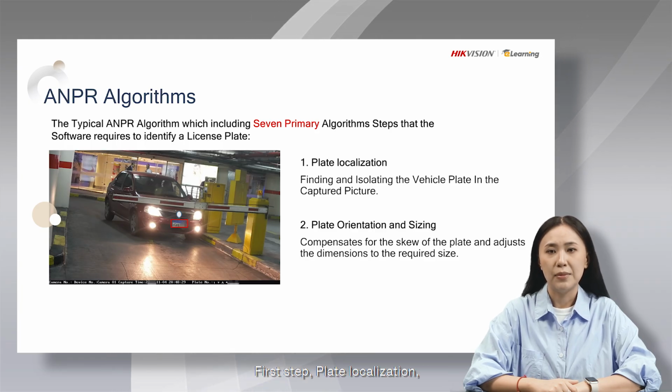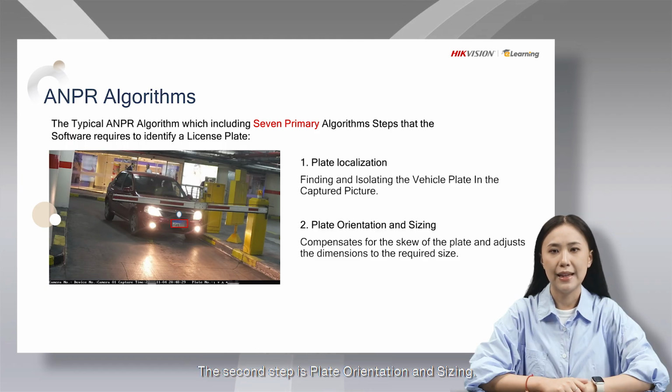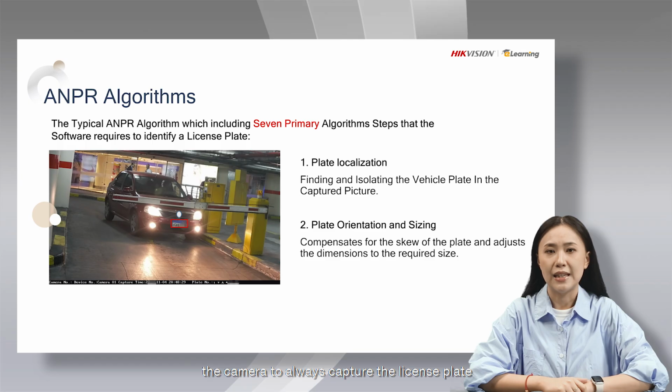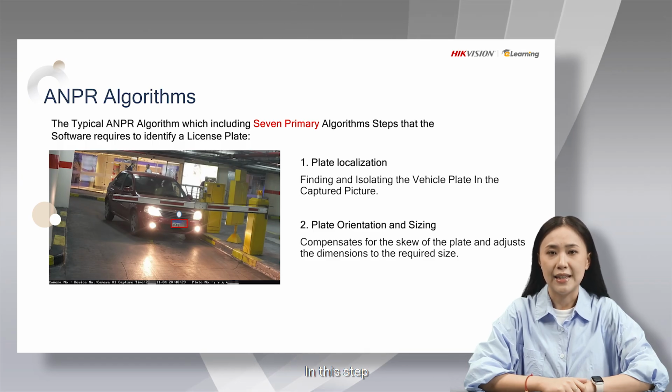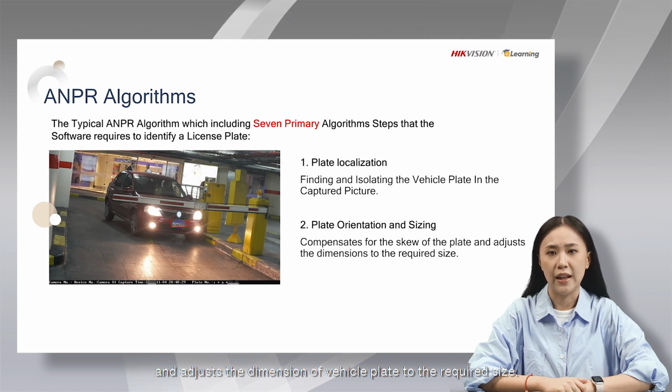First step, plate localization, which means the algorithm will find and isolate the part of the vehicle plate in the captured picture. The second step is plate orientation and sizing. Due to the different camera installation positions in the scene, it's impossible for the camera to always capture the license plate facing the lens. In this step, the algorithm compensates for the skew of the plate and adjusts the dimension of the vehicle plate to the required size.